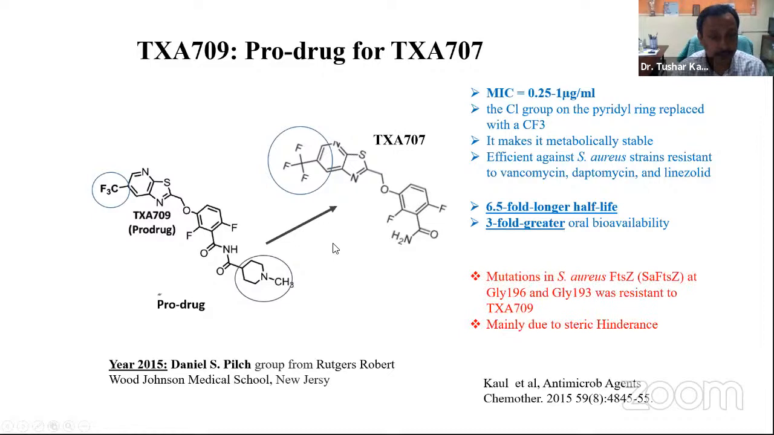But it faced another problem: when this drug was administered in the mouse, there were two strains of FtsZ which became resistant to this drug. That is, when there is a mutation at glycine 196 position or glycine 193 position, then this Staph aureus becomes resistant to both the drugs. But later they identified the mechanism. What they found is that this resistance is mainly due to steric hindrance.